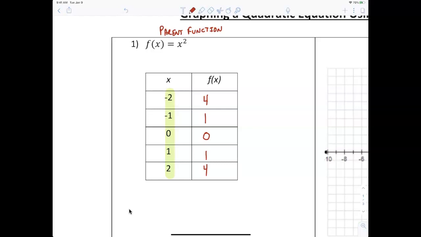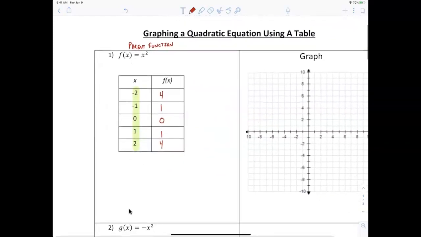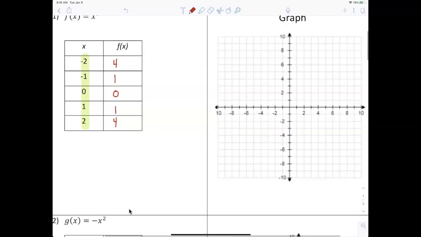As you can see, our graph has some strange characteristics. We say there's symmetry. Let me talk to you about that, but the first thing we want to do is go ahead and graph these. If I were to graph this, we'd plot the point 0, 0. Then we'd plot the point 1, 1. Plot the point 2, 4. We'd also plot the point negative 1, 1. Negative 2, 4.